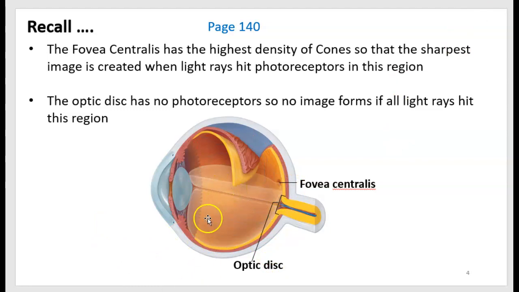Now there's one region that doesn't have any photoreceptors, and that's called the optic disc. So if a light wave comes in and hits the optic disc, there are no photoreceptors to detect it. So you will not see whatever that light wave bounced off of. This creates a blind spot in our vision, in our field of view.